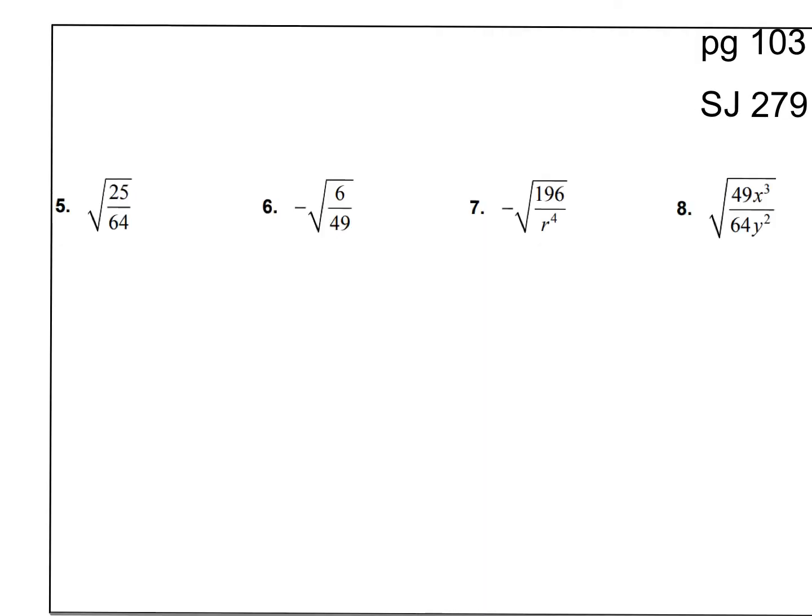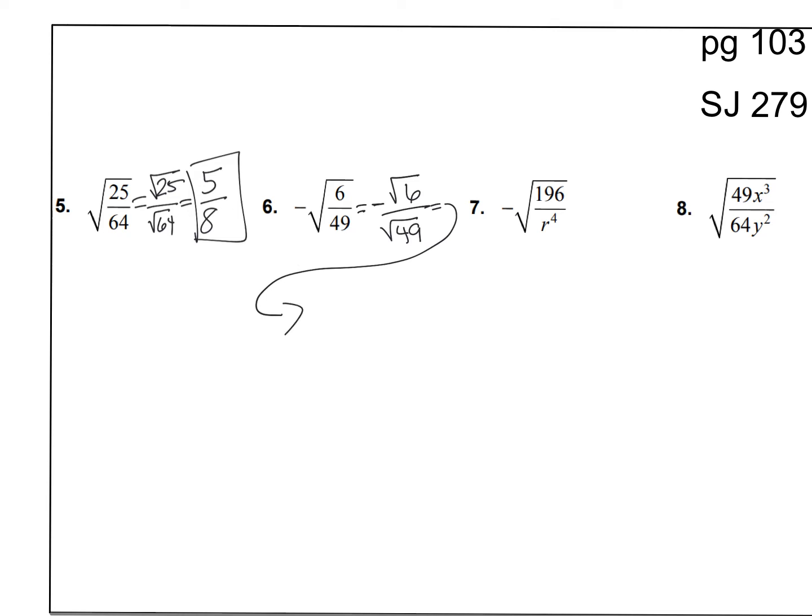So let's look at these examples. Number 5, the square root of 25 64ths. Remember, you can rewrite that as the square root of 25 over the square root of 64. The square root of 25 is 5. The square root of 64 is 8. That's my final answer. The next one, that's a negative, so it stays out there. The square root of 6 over the square root of 49. I cannot simplify the square root of 6, so it's going to stay negative out here times the square root of 6. But I can simplify the square root of 49, that's 7.